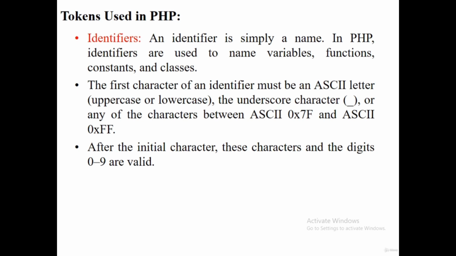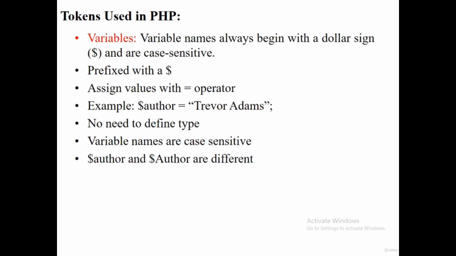The next type of token in PHP is identifier. An identifier is simply a name. In PHP, identifiers are used to name variables, functions, constants, and classes. The first character of an identifier must be an ASCII letter, uppercase or lowercase, the underscore character, or any of the characters between ASCII 0x7f and ASCII 0xFF. After the initial character, the digits 0 to 9 are valid.